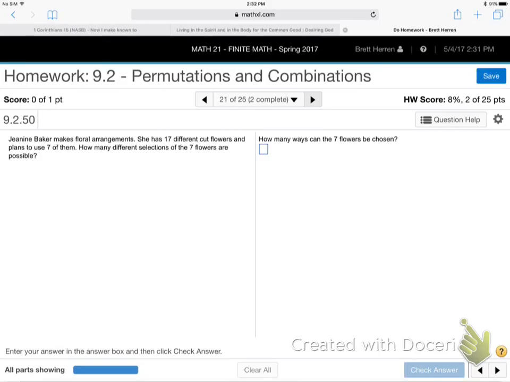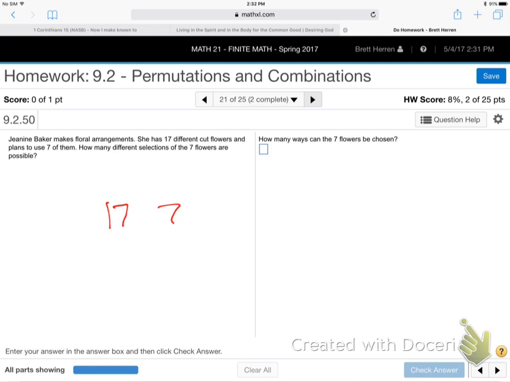All right, Janine Baker makes floral arrangements. She has 17 different cut flowers and plans to use 7 of them. How many different selections of the 7 flowers are possible? So out of 17, she's going to pick 7 to put in an arrangement, right? Is there anything in there that says the order matters? I don't think so. It's a kind of a little subtle.